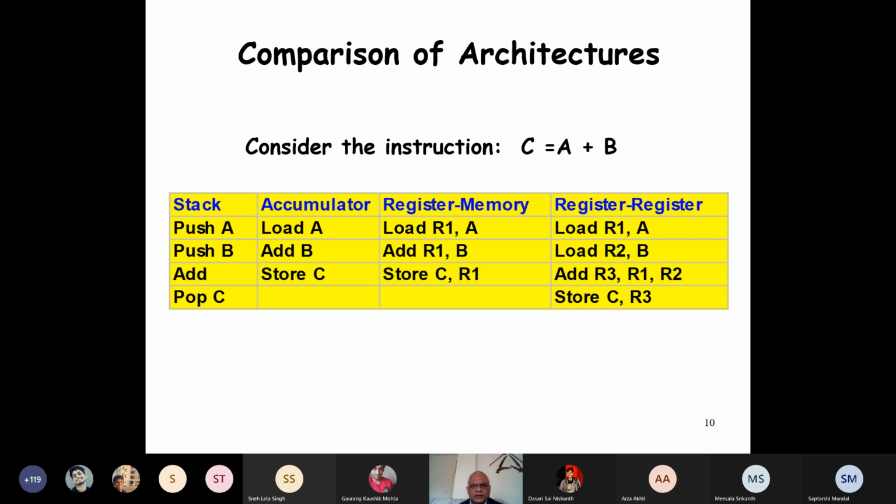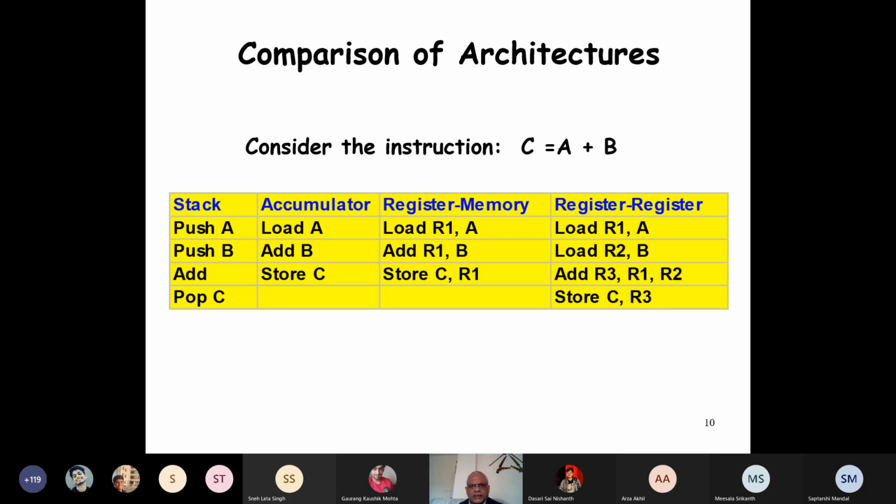In the stack architecture, you have operations like push A, push B, these are the operands, and implicitly the ADD will take the top of the stack and produce the result. The result will be on the top of the stack. To get C equal to A plus B, you first push A and B into the stack, do the ADD, and then pop the result into C from the stack.